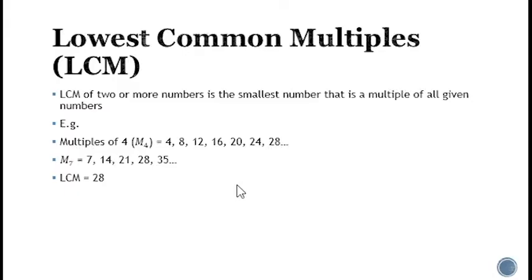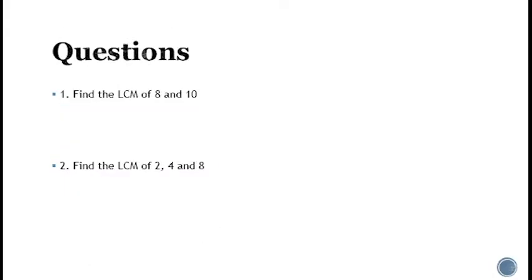Even if the two given values have further common multiples of, let's say, 28 and 140 or something, remember that LCM means the lowest common multiple, so just pick the smallest number. Some questions, you can try them out. Please pause the video.